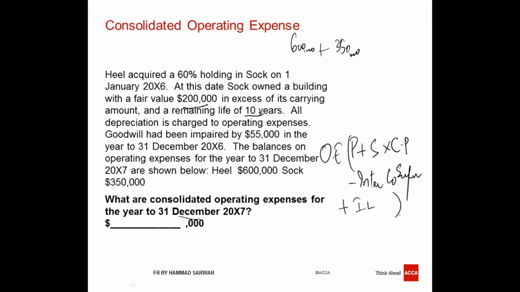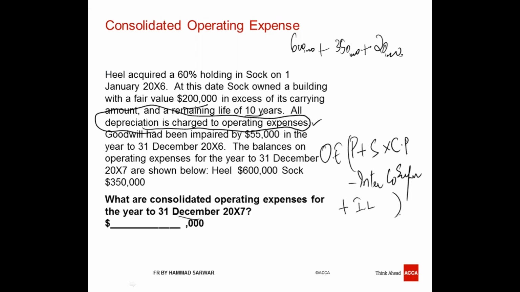So the depreciation that you need to adjust, and it says that all depreciation is charged to operating expense. Usually we charge the depreciation in the cost of goods sold, but this question specifically mentioned that you need to charge depreciation in operating expense. But if this line was not mentioned, then you will definitely charge the depreciation in the cost of goods sold. So here, as the examiner is saying that you need to charge the depreciation in the operating expense, 2 lakh divided by 10 will be 20,000.